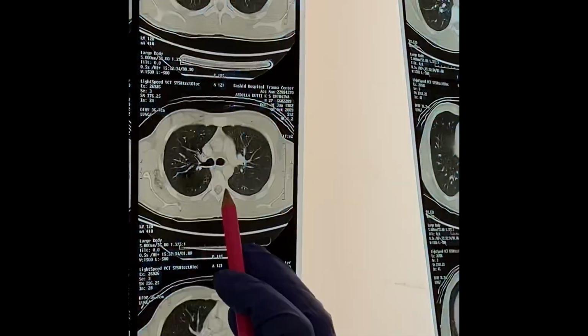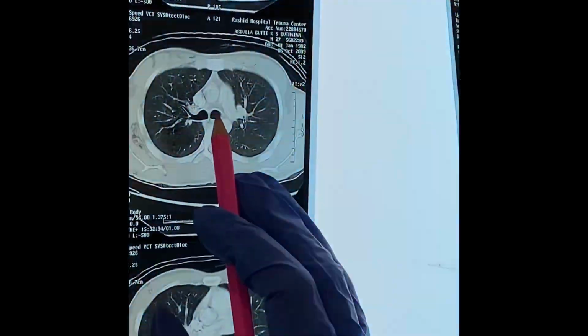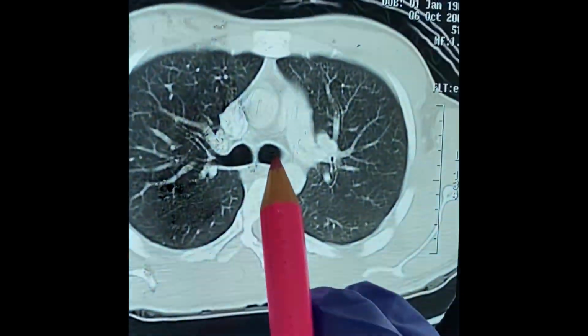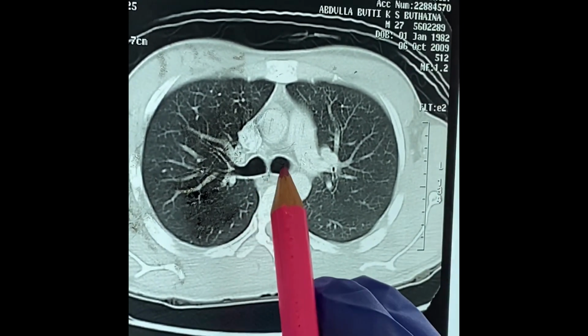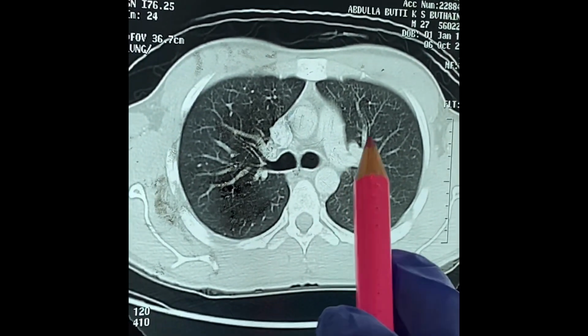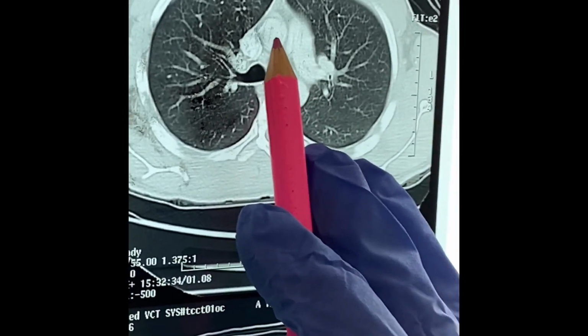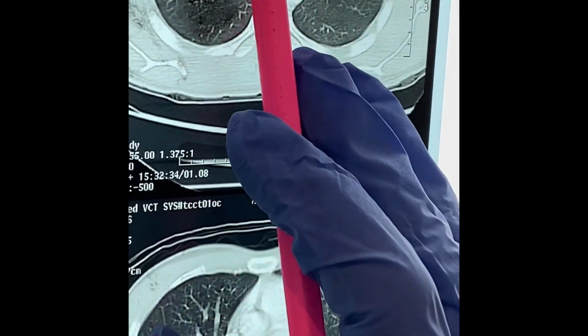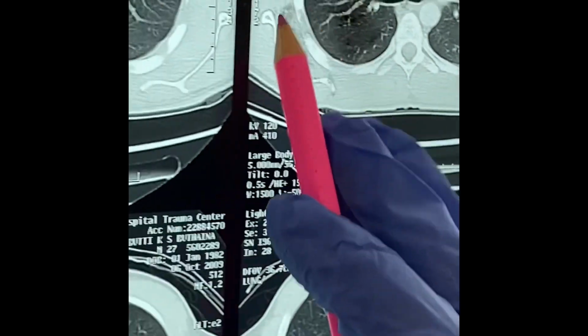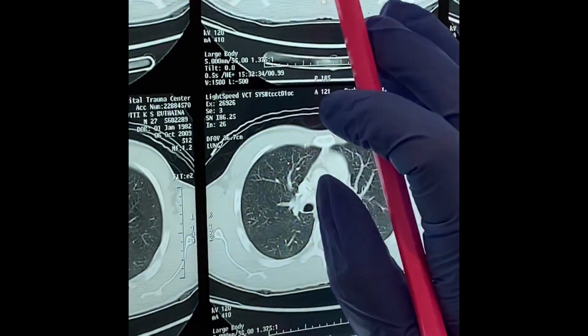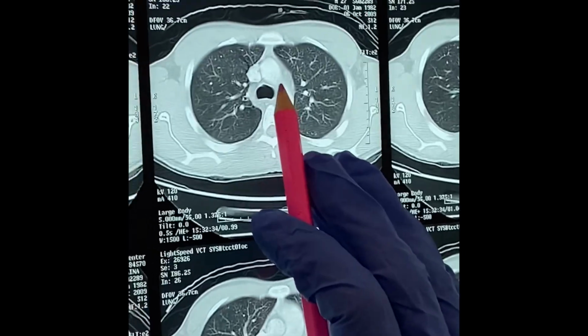Now slowly as we move up, we are reaching a level here. So still you can identify the trachea. In front of the trachea, you have to identify the pulmonary trunk. You have the ascending aorta, descending aorta, superior vena cava. Now as we move up, we are roughly at T5 level now.